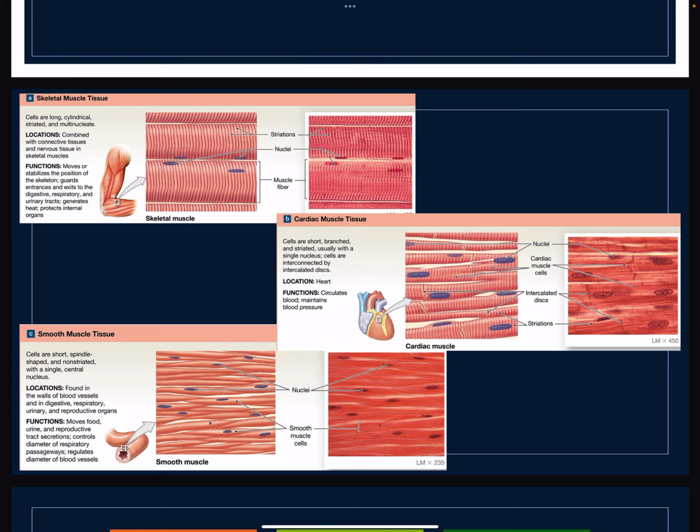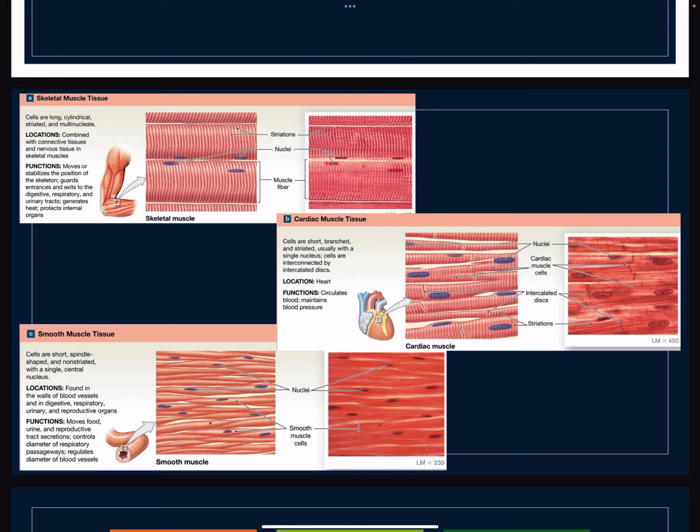And the third type is smooth muscle tissue. These are cells that are short, spindle-shaped, and non-striated, and they only have a single central nucleus. These are found in the walls of the blood vessels and in the digestive, respiratory, urinary, and reproductive organs. It's going to move food, urine, and reproductive tract secretions.